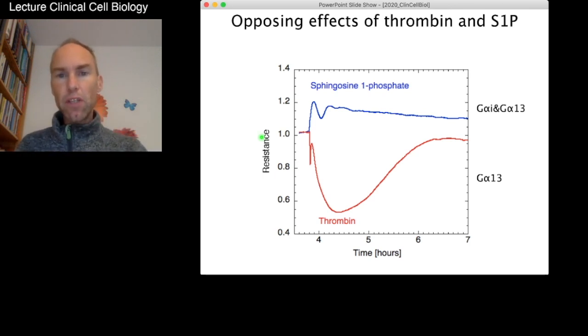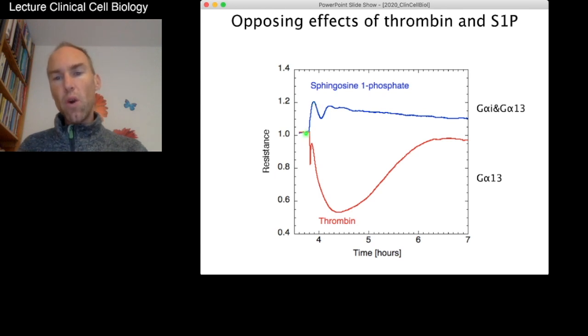Now this shows you a graph of the resistance over time, and we measure this for two agonists, two molecules that we use to stimulate this monolayer of endothelial cells. One is thrombin, for which we know that it generates holes, and we see that, right? We see a drop in resistance when we activate thrombin. If we repeat this experiment for sphingosine 1-phosphate, we see an increase in resistance, and this fits with the idea that sphingosine 1-phosphate increases barrier strength.